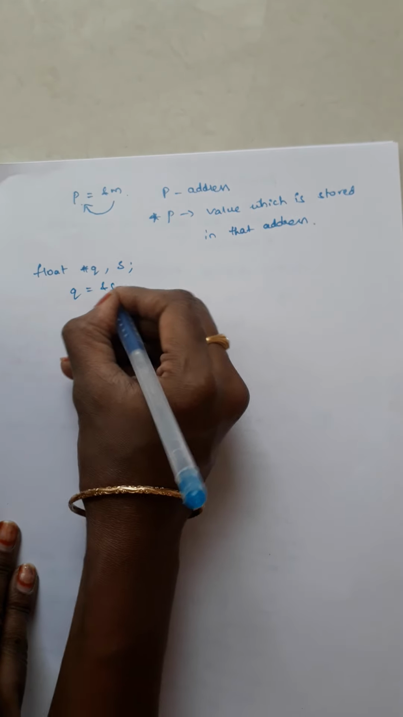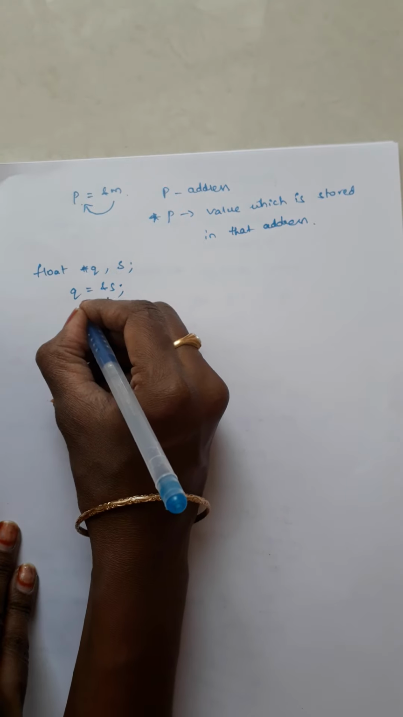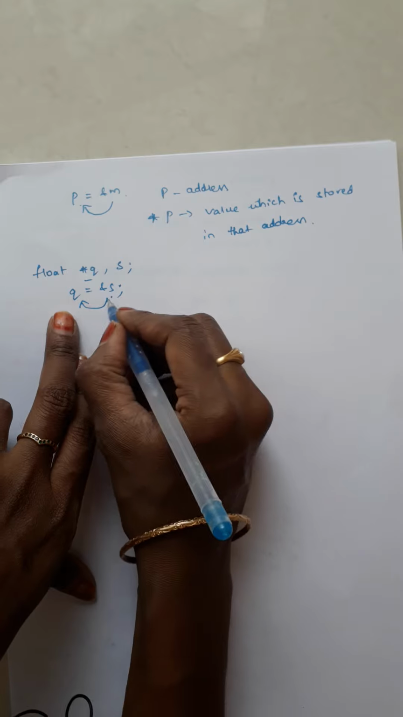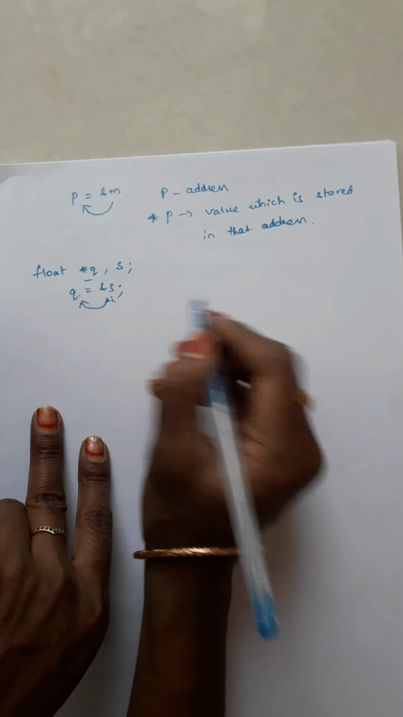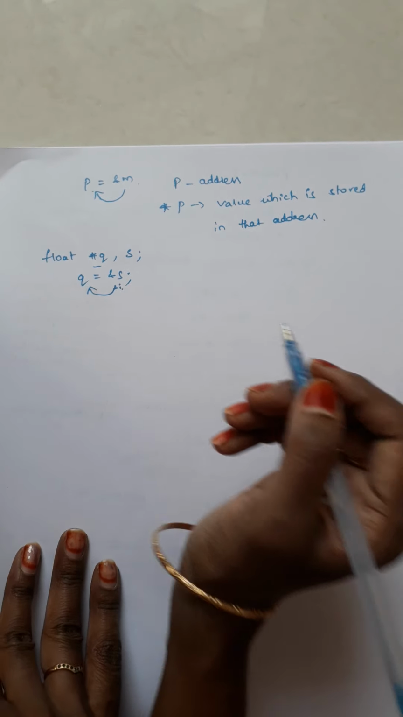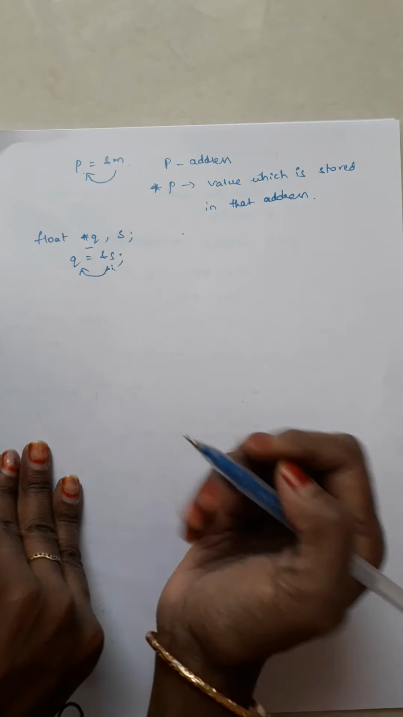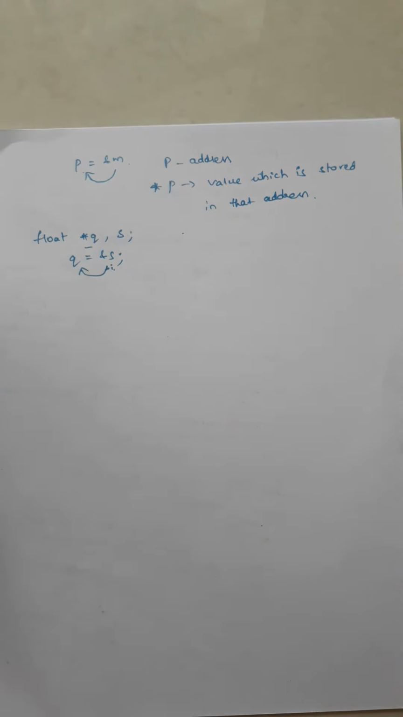Now in the same manner, if you declare float star q, and yes, q equals ampersand yes. So here the address of s is assigned to q. Now q contains the address of s, and star q contains the value which is stored in s. Like that, to whichever type of variable it points, that variable's address it stores. That is the pointer.